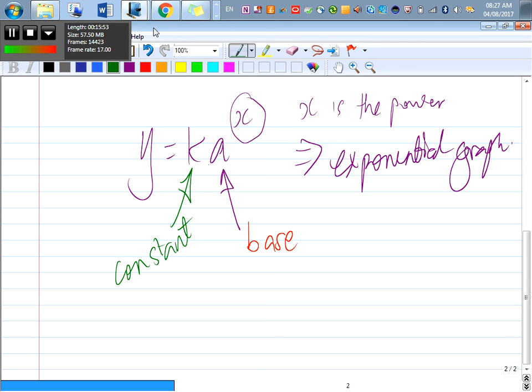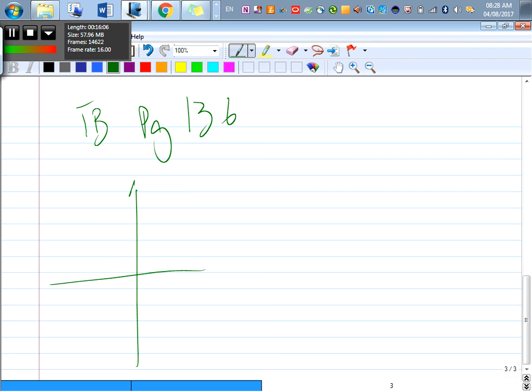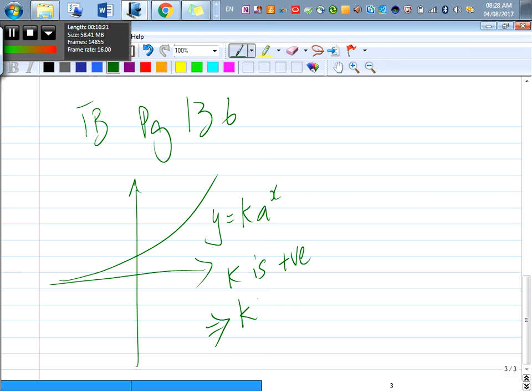So this is in your textbook, page 136. We have two types of graphs shown at the top. The first one is when the coefficient of the base is positive. So this is y equals k a to the power of x, where k is positive. How did they write that? They wrote down k greater than 0. Okay? k greater than 0 means k is positive.